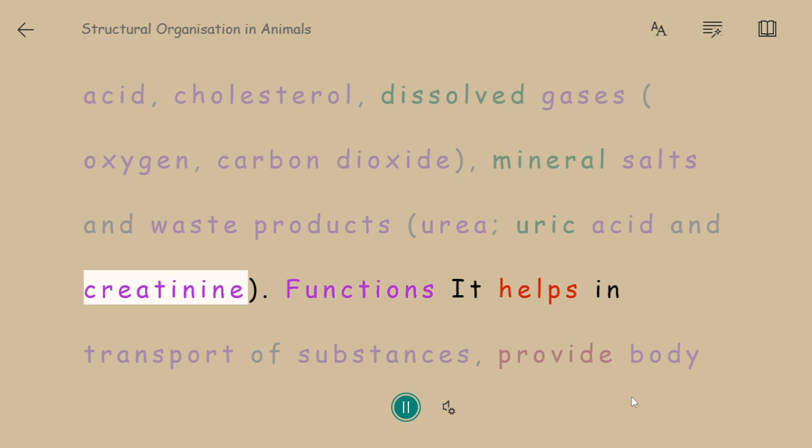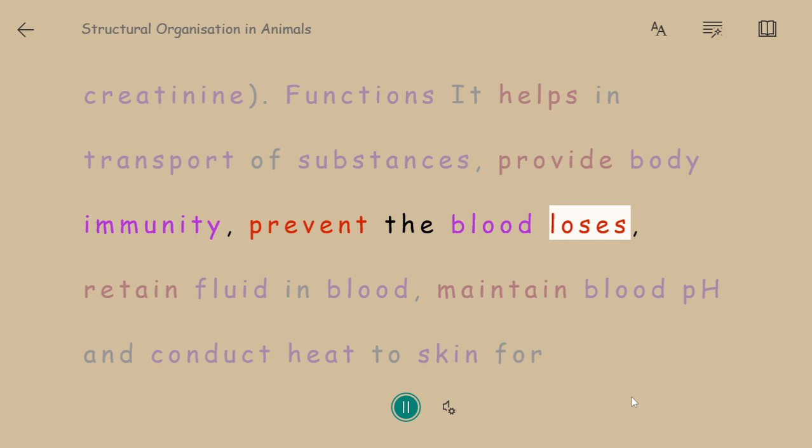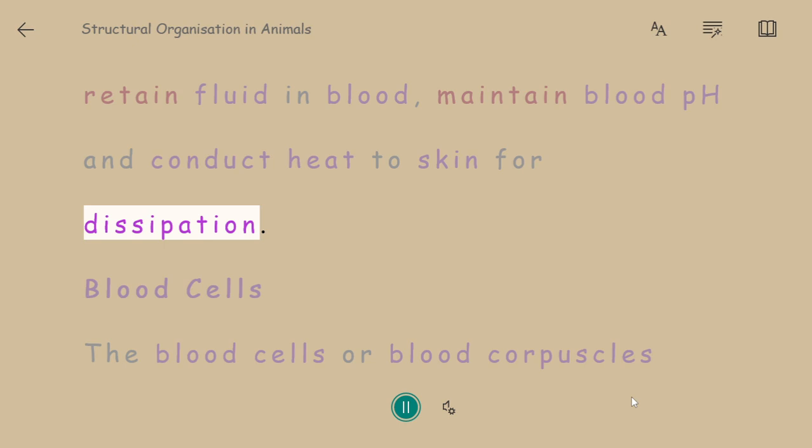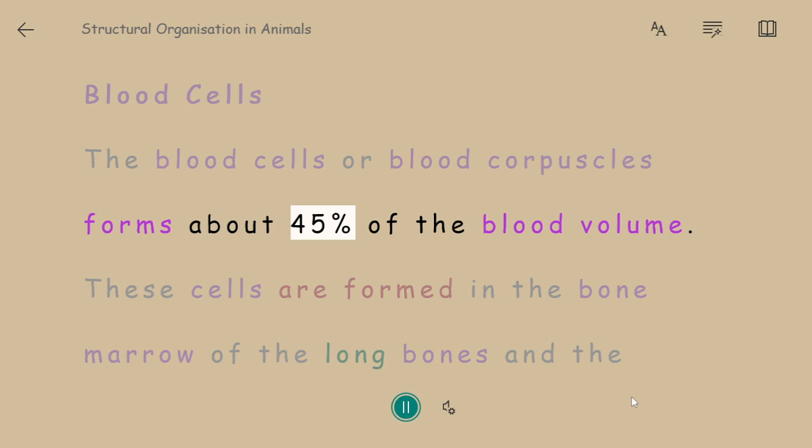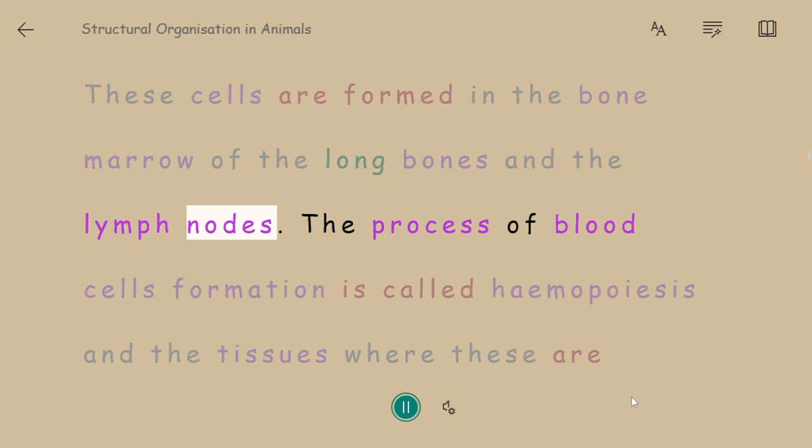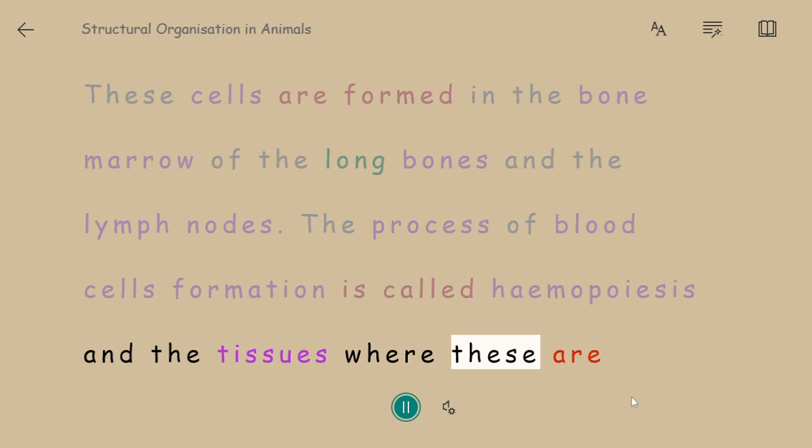Functions: it helps in transport of substances, provides body immunity, prevents blood loss, retains fluid in blood, maintains blood pH and conducts heat to skin for dissipation. Blood cells. The blood cells or blood corpuscles form about 45% of the blood volume. These cells are formed in the bone marrow of the long bones and the lymph nodes. The process of blood cell formation is called hemopoiesis, and the tissues where these are formed are called hemopoietic tissues.